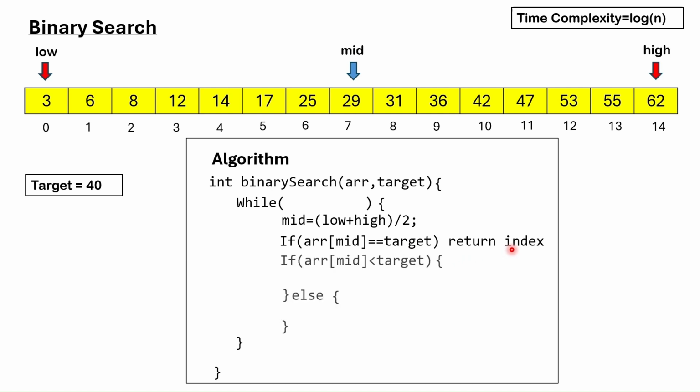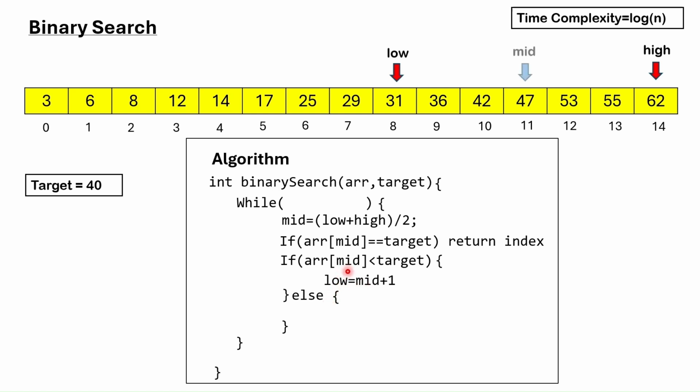And if my middle element is less than target, it means that my target element will be present in the right portion of the array. So we can ignore the left portion. How will we ignore it? By moving this low pointer to mid plus 1. So we can write low is equal to mid plus 1.